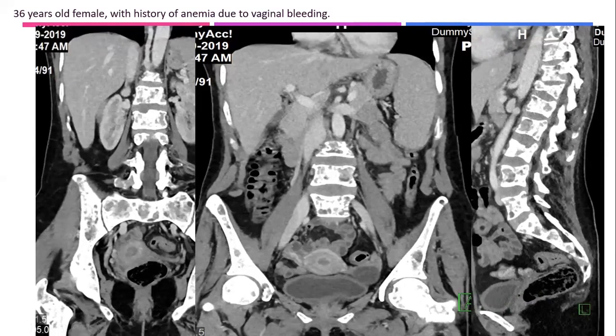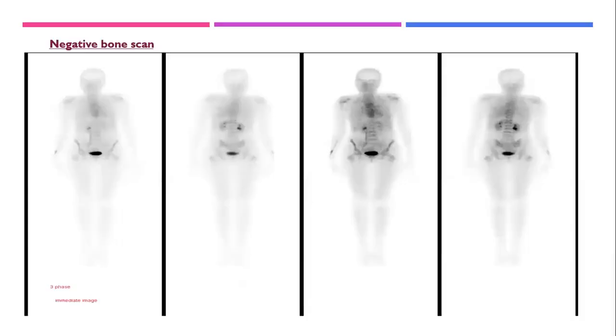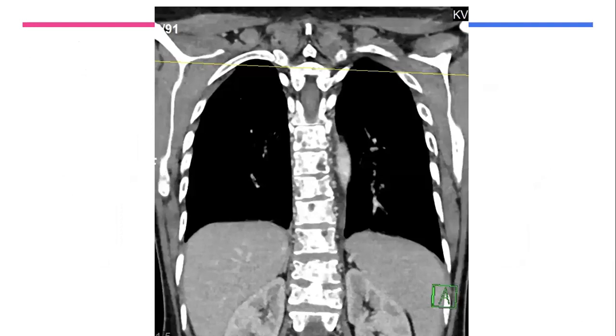And if you look at her age, she's 36 years old, and gynecologically she has bleeding. Her uterus is unremarkable apart from the endometrial fluid. So what is the cause of this bone metastasis? The bone scan was negative. It was brought to discuss in the MDT meeting.